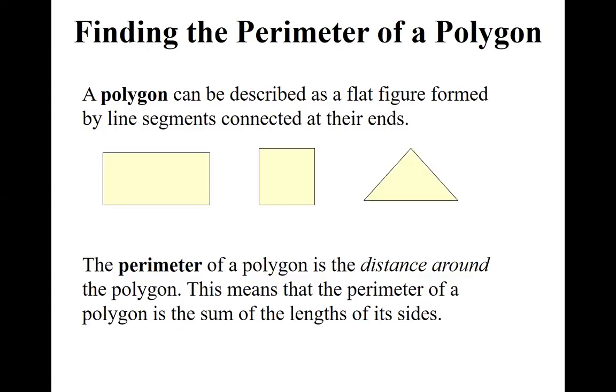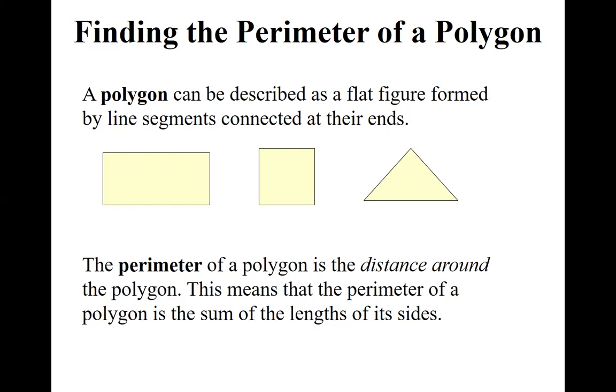Let's move on to find the perimeter of a polygon. A polygon is any flat figure formed by line segments connected at their ends. So if you draw a bunch of lines and they connect in the end, you have a polygon. So they can be nice figures like this rectangle or this square or this triangle, or they can be weird looking like the one we're going to see on the next slide.